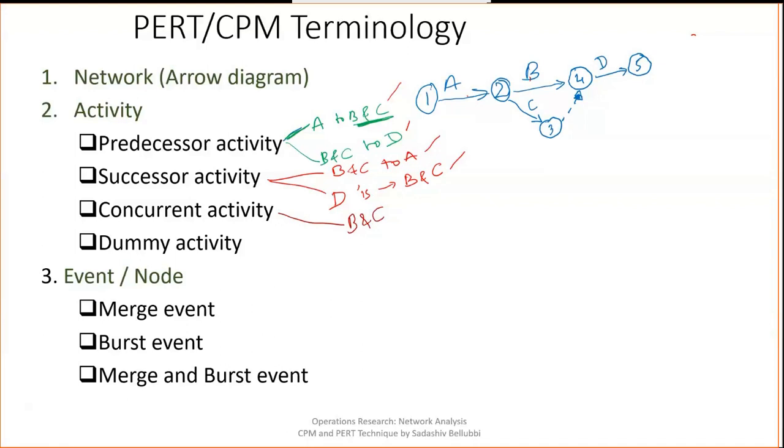Next one is a dummy activity. A dummy activity is an activity which does not consume any kind of resources or time attached to it. The dummy activity will not consume any resources or time, but it will connect from one activity to another activity. It is a necessity in a network in order to show continuity and logic in the network connection.